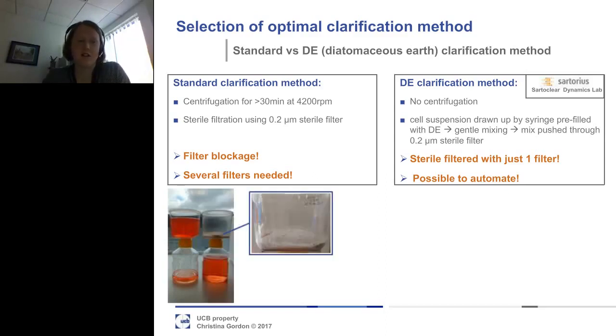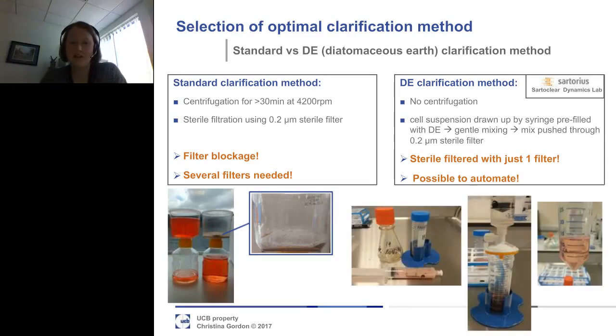So I've got the direct comparison here. The other half of the culture, I took and added the DE to it, mixed it gently, and then added it to the bottle top filter straight. And as you can see here, all the supernatant went through without any problem.